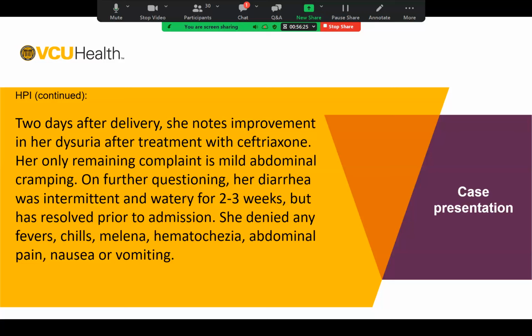So 2 days after delivery, she notes improvement of her dysuria after treatment with ceftriaxone. Her only remaining complaint was mild abdominal cramping, and on further questioning about her diarrhea, it was intermittent and watery for 2 to 3 weeks, but has resolved prior to the admission. She denied any fevers, chills, melena, hematochezia, abdominal pain, nausea, or vomiting.